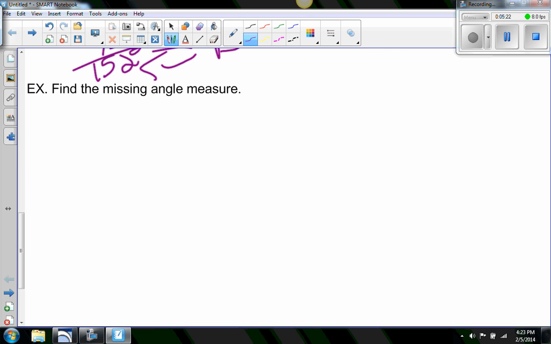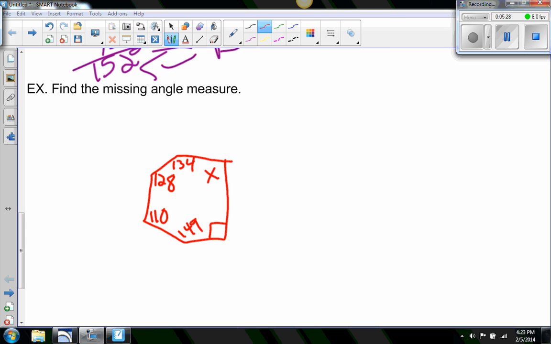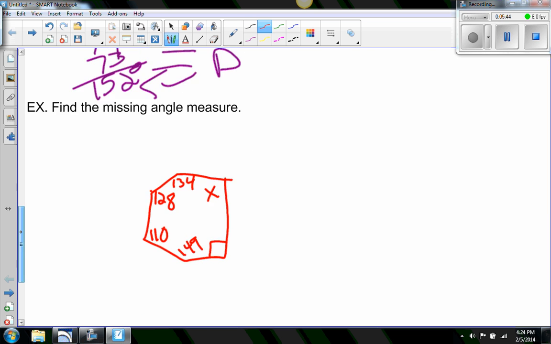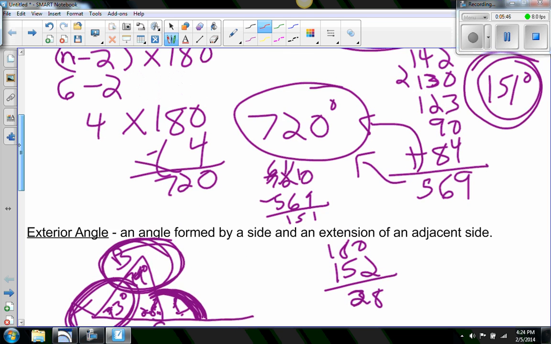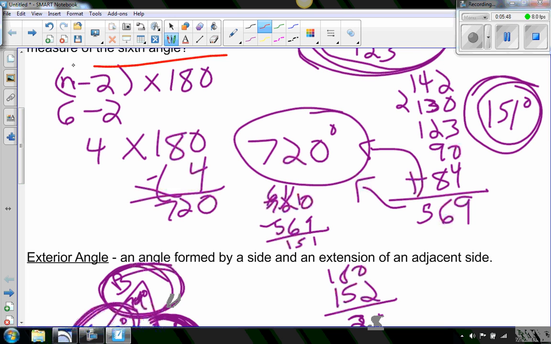So then, hang on a second, I'm going to draw something. Okay, so if I want to find the missing measurement on this figure, which would be x, the first thing that I need to do is figure out how many total degrees I can have in this figure. So I need to count the sides. 1, 2, 3, 4, 5, 6. Well, didn't that work out nice since I just figured out the total number of degrees in a six-sided figure, right?